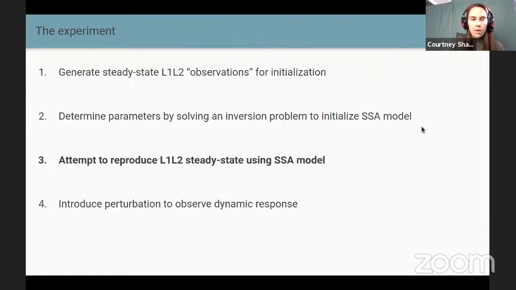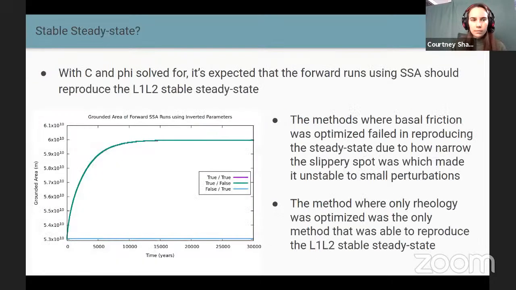Okay, so now that we were able to come up with those parameters, both C and phi, we want to be able to reproduce the L1, L2 steady state. So again, we want to be able to reproduce this L1, L2 stable steady state, but we found actually that the only case that was able to reproduce that steady state was that last scenario where only the viscosity coefficient is optimized. And so you can see that with this flat light blue line here. In the other situations, it ventured off and it found a new stable steady state. And this new stable steady state was actually the original SSA grounding line position. And so why did this happen?